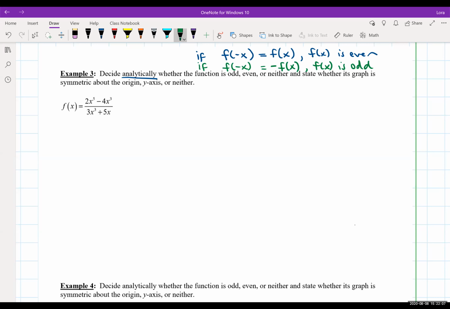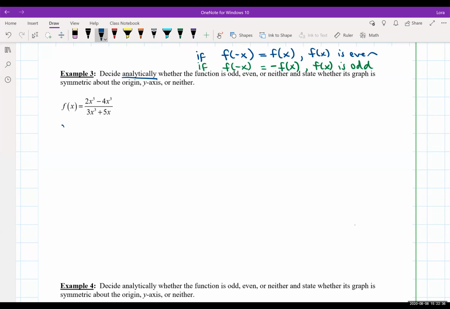This is your first formal proof, in a sense. If you're trying to decide analytically, you don't want to just guess odd, or even, or neither. You want to actually prove why you are deciding whether it's odd, even, or neither. So the first thing we always do is start off by plugging in negative x for all the x's that we see.